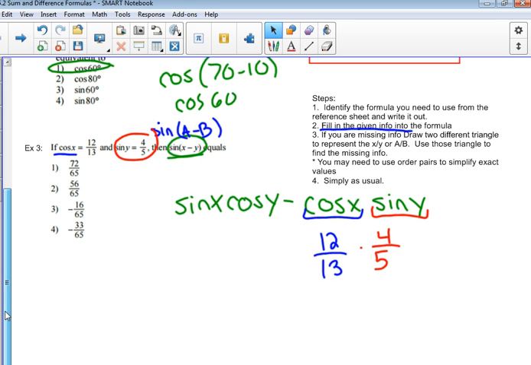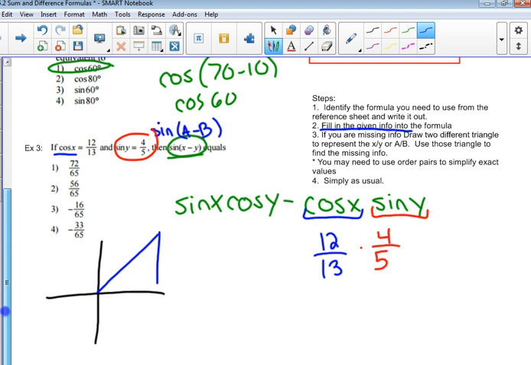Do I know what the sine x or cosine of y is? No. All right, so think about what we did in the very beginning. If you needed other information, what did you have to draw? Right, draw your little triangle. Just be careful that we're dealing with two different triangles here, because we have one that's dealing with x and one that's dealing with y. So I'm going to draw an x triangle and a y triangle here. I'll deal with the x one first.